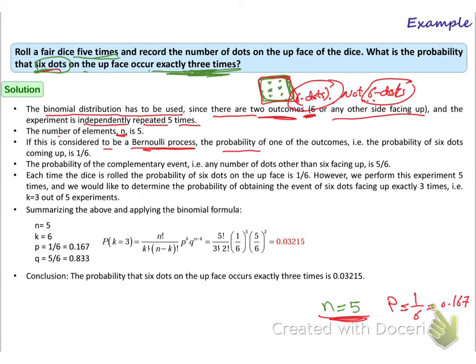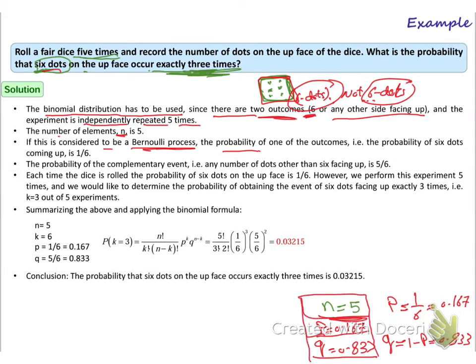So what will be Q? Q equals 1 minus P, right? It will equal 0.833. So let us write it here on the side. Here P equals 0.167, Q equals 0.833.